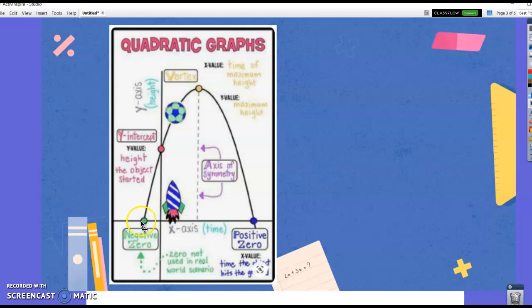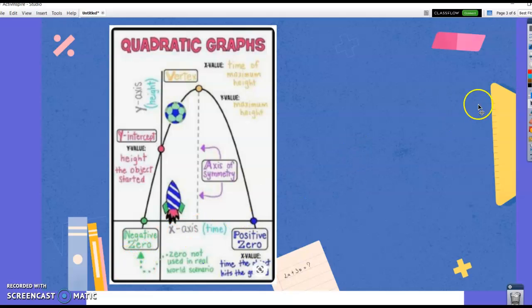You'll have a negative zero, which most of the time will not be applicable because it can't be in the real world scenario. You can't go back in time. And then you'll have the positive zero, which is usually where the ball or the object landed back on the ground.